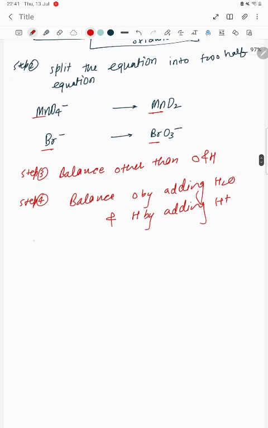Now solve it. So dear student, here MnO4 minus is there, here MnO2 student. Here 4 oxygen, 2 oxygen, so you add 2 water molecules student. So oxygen is balanced, here hydrogen becomes 2 times 2, so we are adding 4H plus student. So in this equation all the atoms are balanced student except the charge. Now the next one is there student, Br minus, it is converting into BrO3 minus.